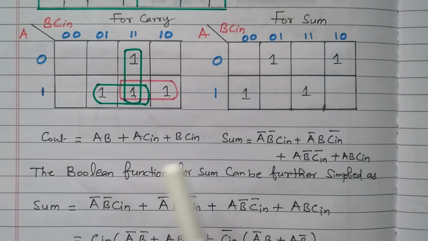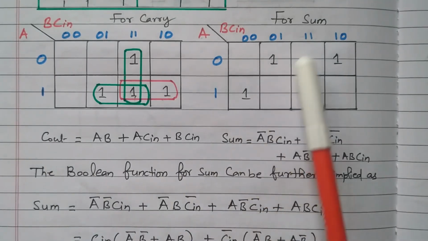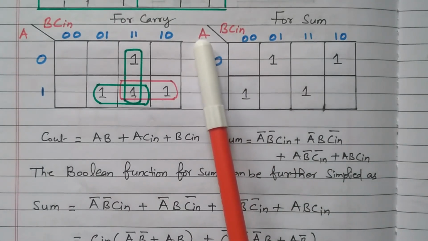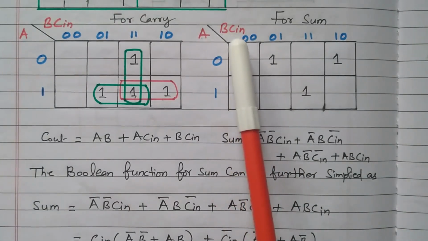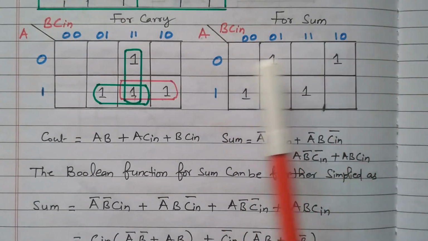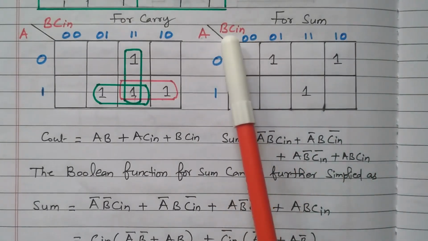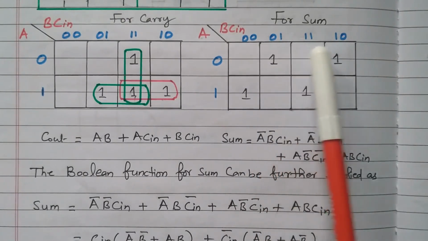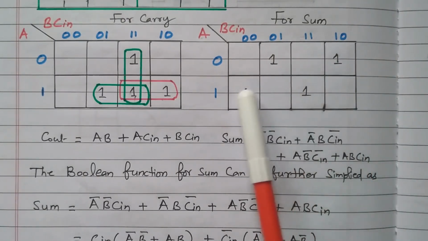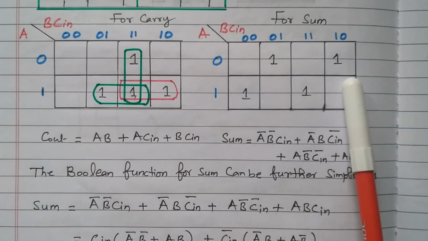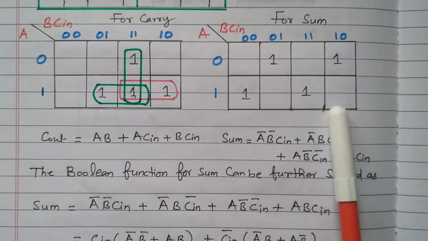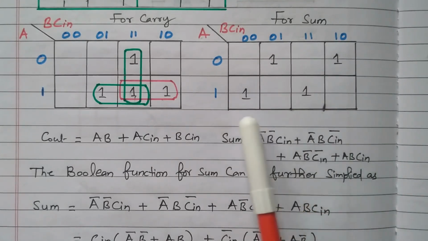carry out, right. Now we will go to the sum. Again here there are three inputs. A is taken vertically, B into C in taken horizontally. 2 variable combination, 0, 1, B, C in, 4 combinations: 0, 0, 0, 1, 1, 1, 1, 0. From the tabular column, these 4 ones are marked together. There is no possibility to combine these, all are available individually. So we can take them as they are.